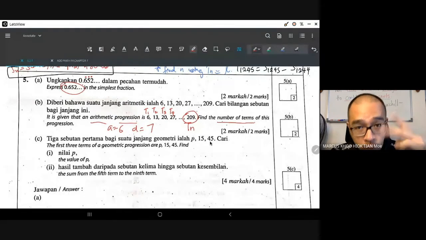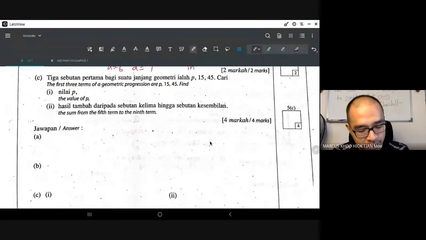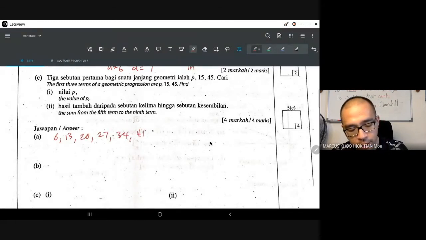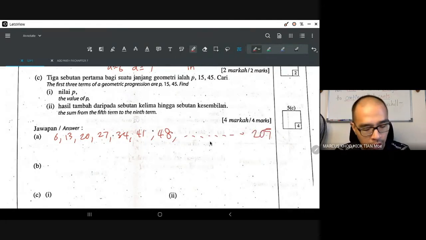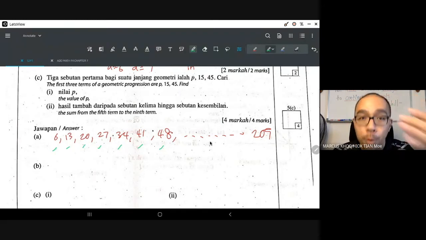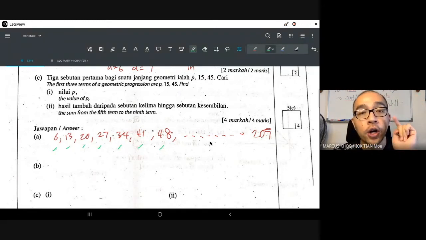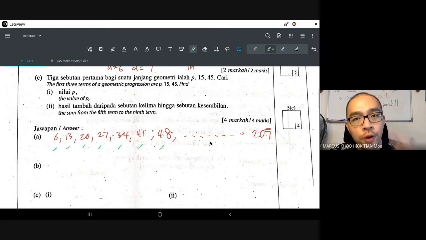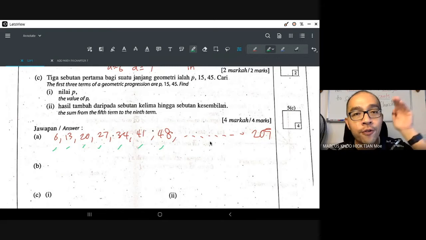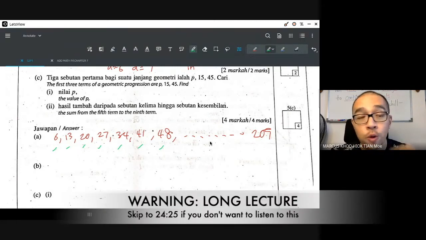Now there are two ways you can do this. You can do this manually, which is going to take up at least 10 minutes of your time. 6, 13, 20, 27, 34, 41, 48 and so on until you reach 209. And then you count, 1, 2, 3, 4, 5, 6, 7, 8, 9, 10 until you get to 209. That is also fine. But if you are going to do that, you have to write every single number from 6 to 209.